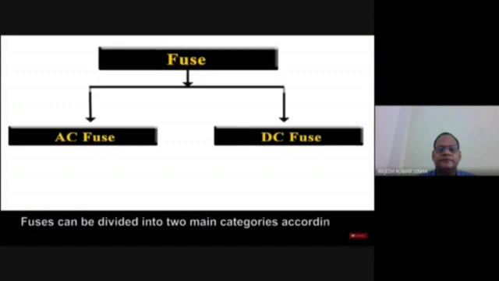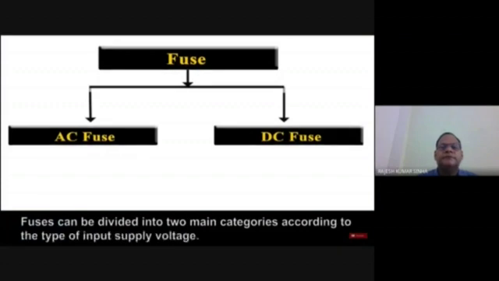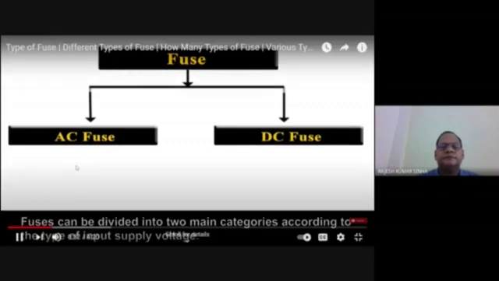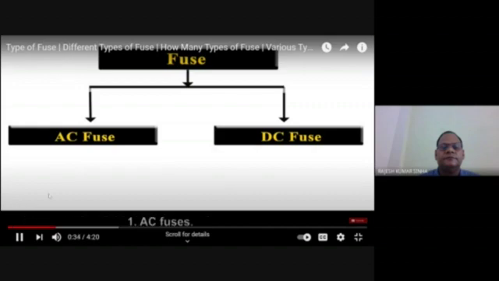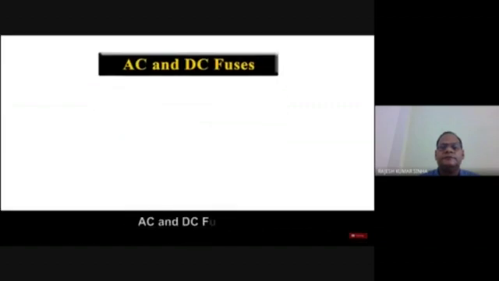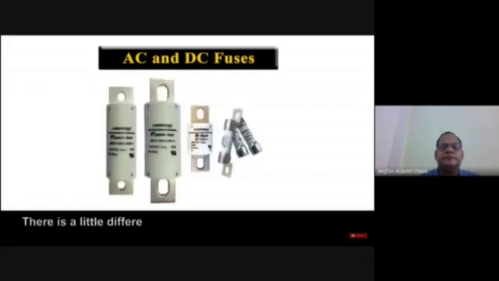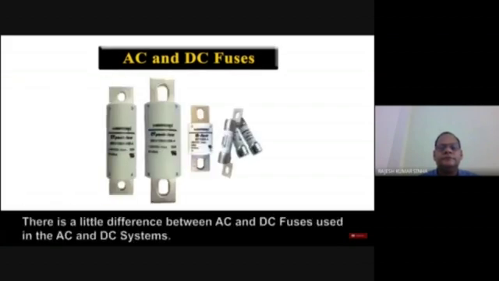Fuses can be divided into two main categories according to the type of input supply voltage. Number 1, AC fuses. Number 2, DC fuses. There is a little difference between AC and DC fuses used in the AC and DC systems.